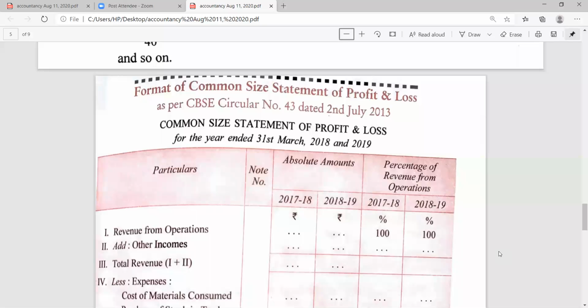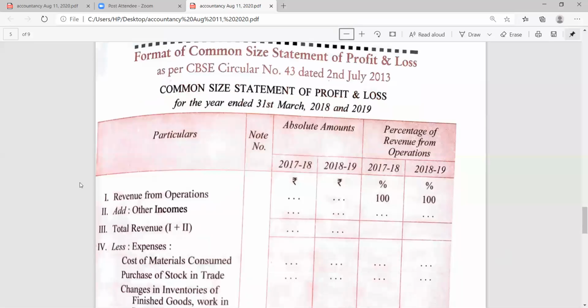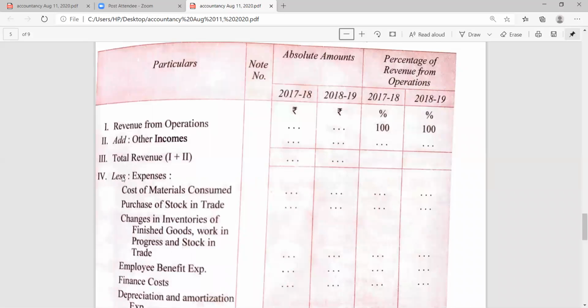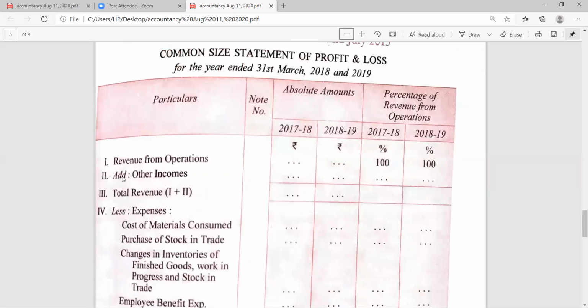of assets and equity and liabilities, taken as a base. In the balance sheet, the total of the assets and equity and liabilities side is taken as a base, while in the statement of profit and loss, it is the revenue from operation. Revenue from operation is always the first item. We did this in chapter number 1 as well as chapter number 3. What is the format of the common size statement of profit and loss? First of all, the revenue from operation is to be considered, and it will be considered as a base also.